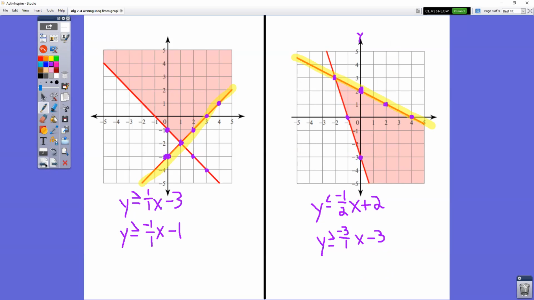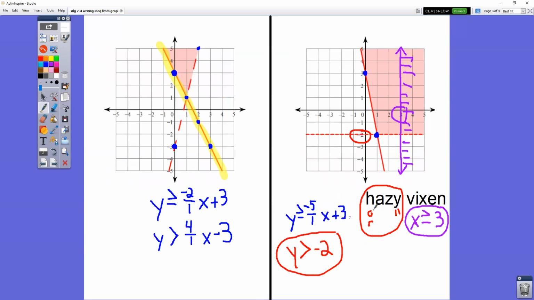So again, be very, very careful, especially on these. If it's a horizontal line, it's going to start with a y. If it's a vertical line, it's going to start with an x. And you only have the inequality sign, then a number on those.